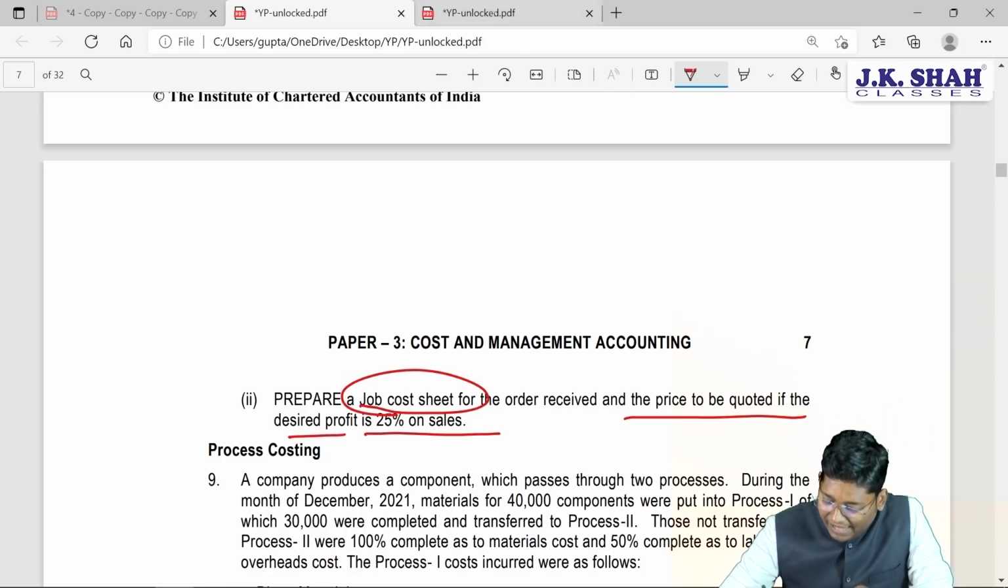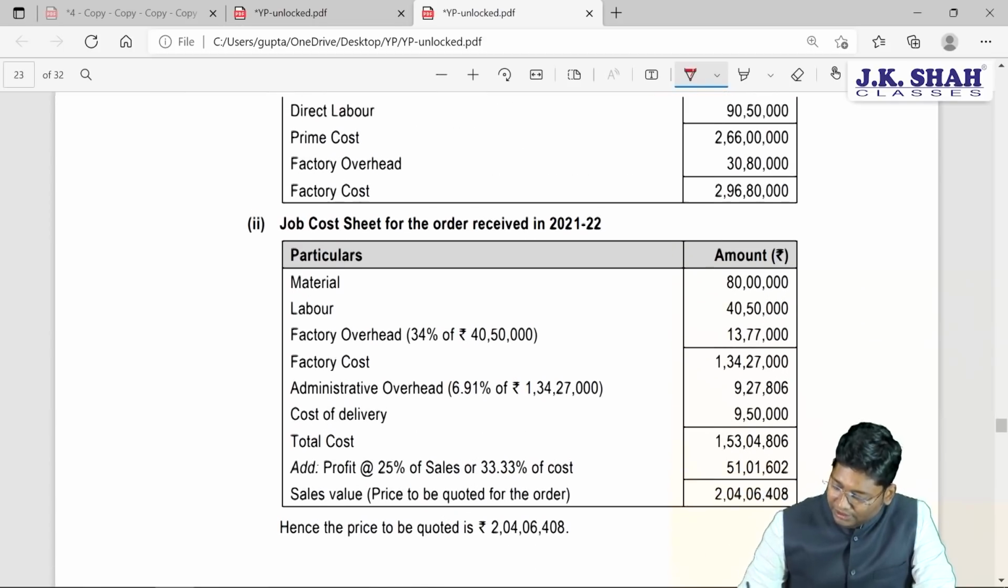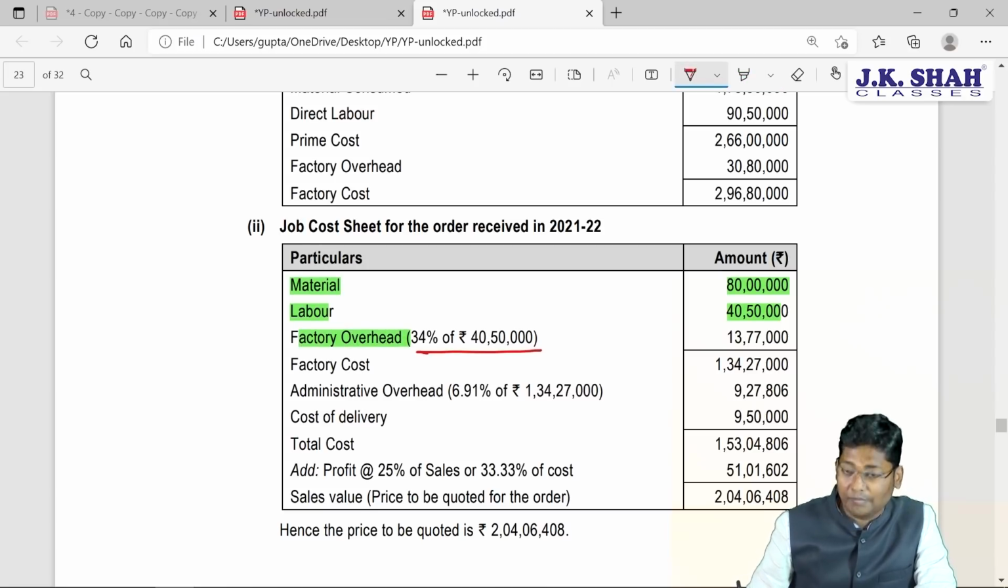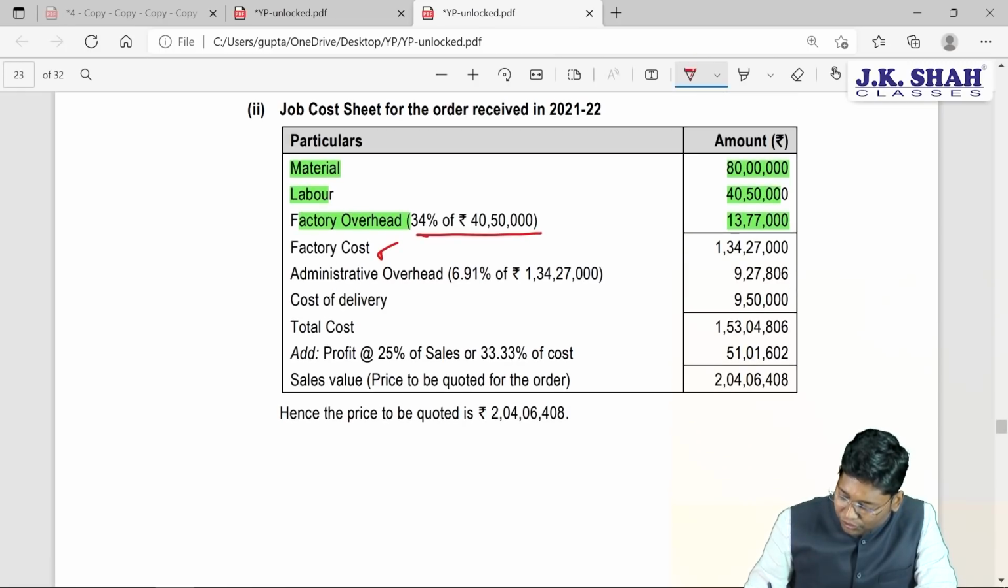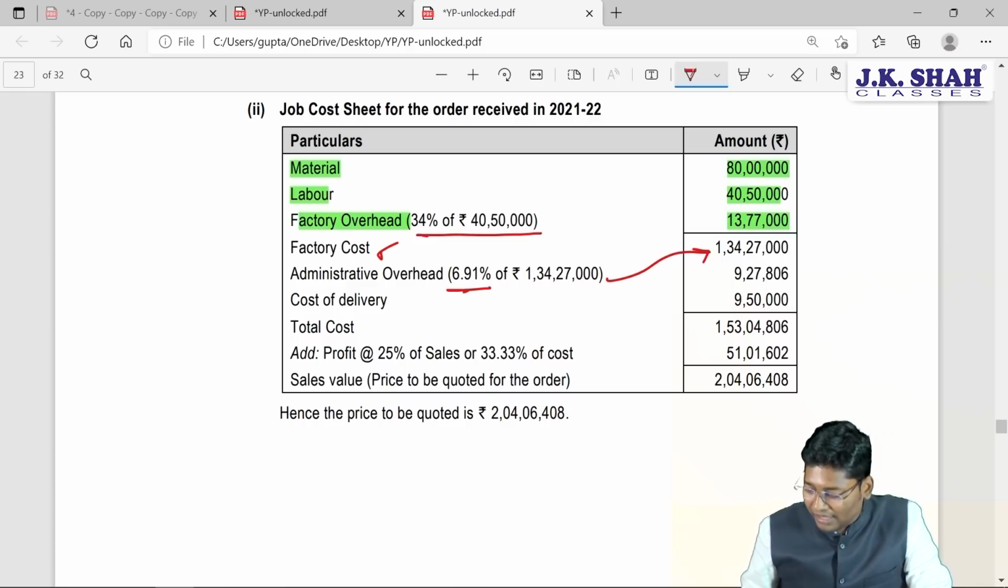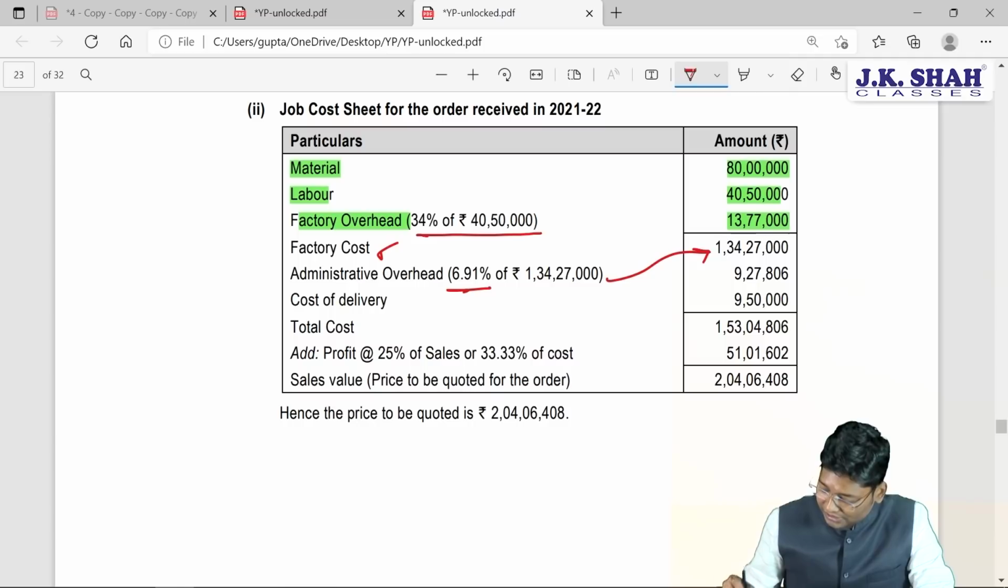Whenever you are preparing any cost sheet, your job related cost sheet will start with the material item, which is given. Labor cost is also given. Factory overheads we have computed, they are 34% of the labor cost. By adding up all these three amounts you are going to get the factory cost figure. After computation of factory cost, we add administration overhead according to the cost sheet format. They are 6.91% of the 1 crore 34 lakhs 27,000 factory cost.